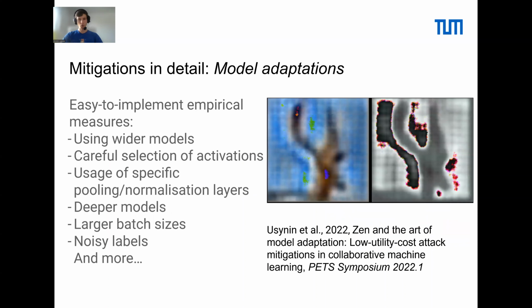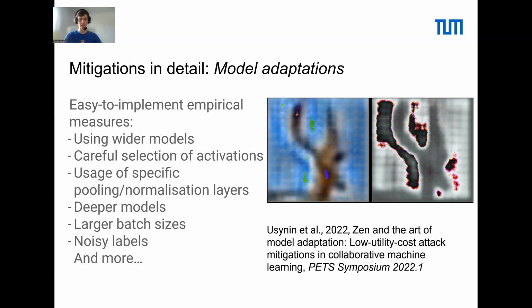In this work, our main contribution is the concept of model adaptations. These are easy to implement empirical measures that could be seen as the slight changes that you need to make in the collaborative learning protocol in order to reduce the effectiveness of most privacy-based attackers. By these we mean trivial things such as the width of the models, the layers that you use, batch sizes, whether or not to use noisy labels, specific normalization strategies, etc.